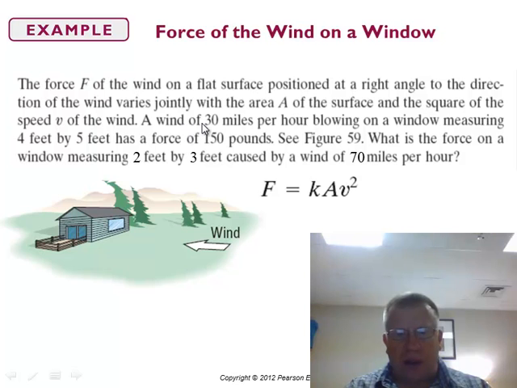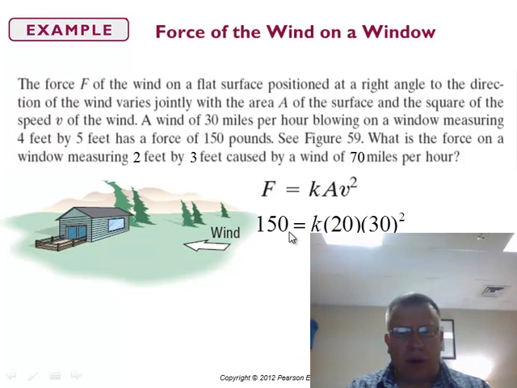So, of course, as with all the other problems, we are given just enough information to solve for K. We're told that a wind of 30 miles per hour blowing on the window, measuring 4 foot by 5 foot, has a force of 150 pounds. So let's plug in those numbers into our equation. Here's the 150 pounds for F. And the area of that window is 4 by 5, which is 20 square feet. And that speed was 30 miles per hour squared. So we have 20 times 30 squared, and then take 150 divided by that. So you have 150 is equal to 18,000 K. Divide both sides by 18,000. You got 1 over 120.